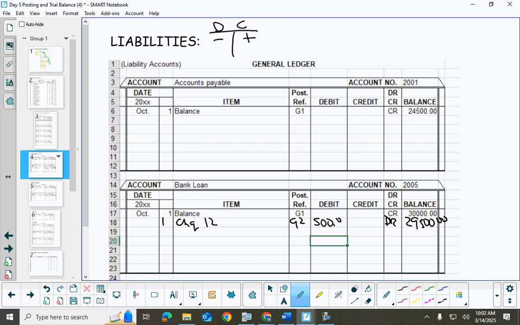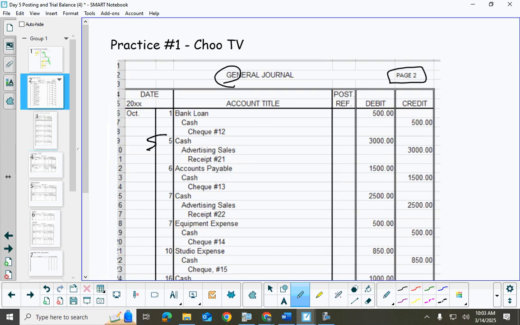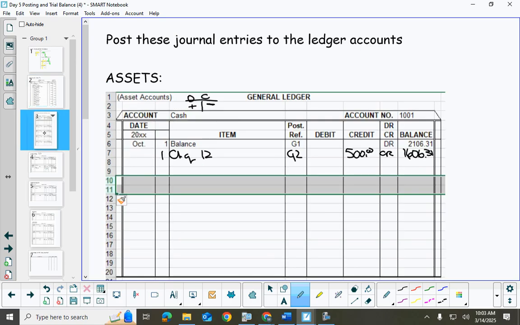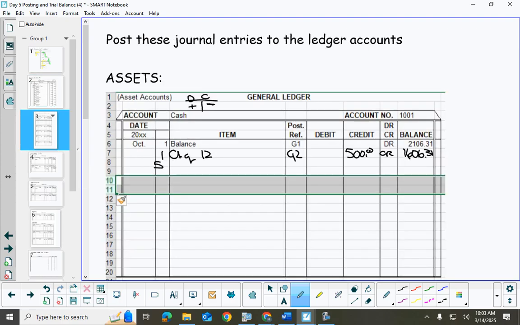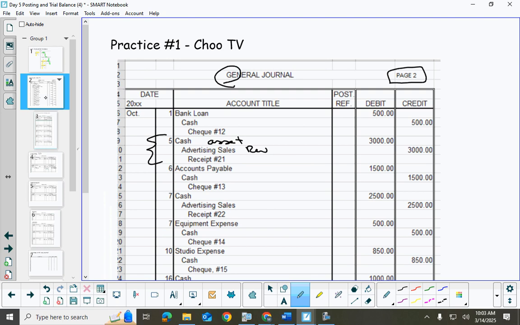And you're simply going to go through every general journal entry, flipping them into the general ledger. So if we just do another one, cash and advertising sales. This is an asset, this is revenue, right? Sales is your revenue account. So we're going to debit cash 3,000. So asset, what was the date? October 5th. So on October 5th, we're going to debit cash 3,000. And what was the source document? Receipt number 21.